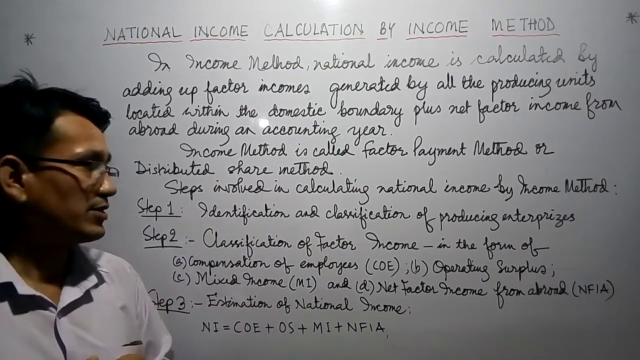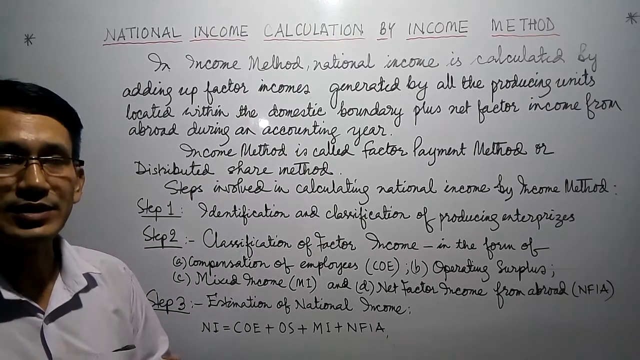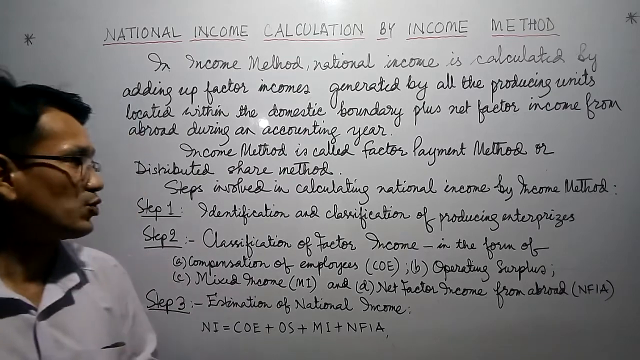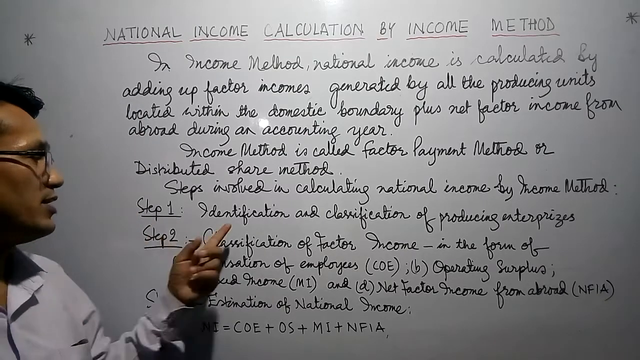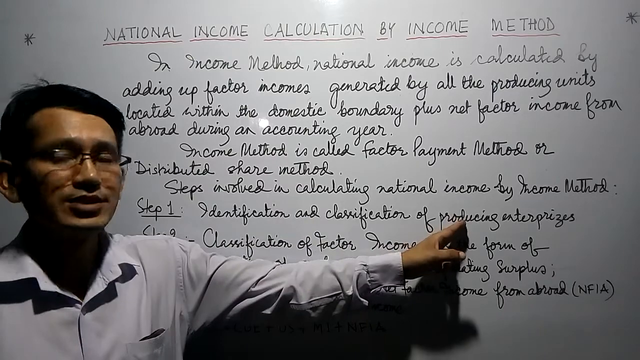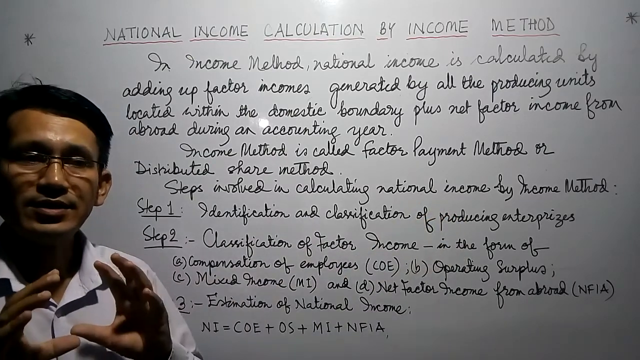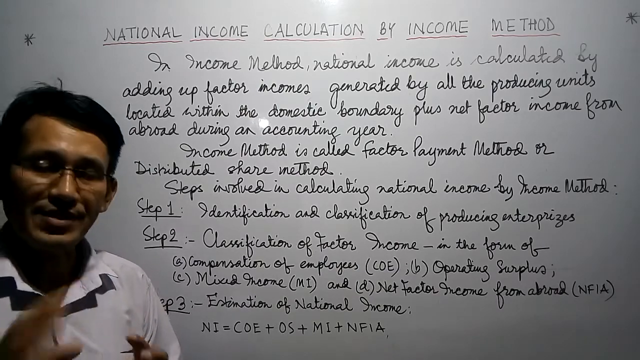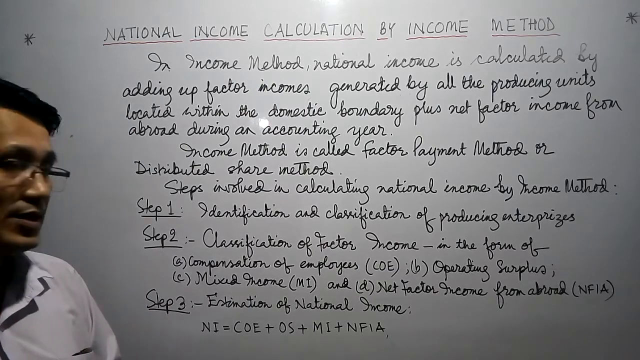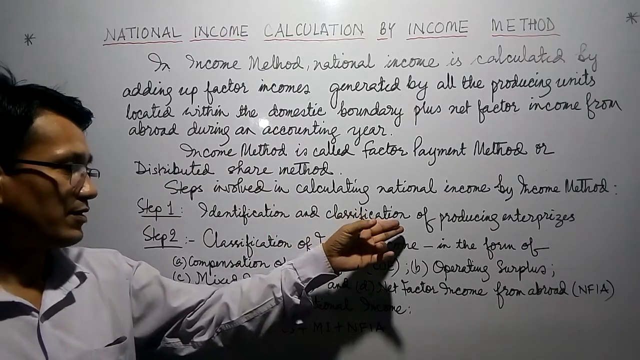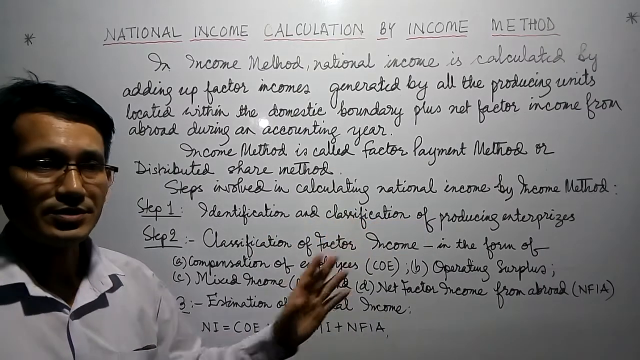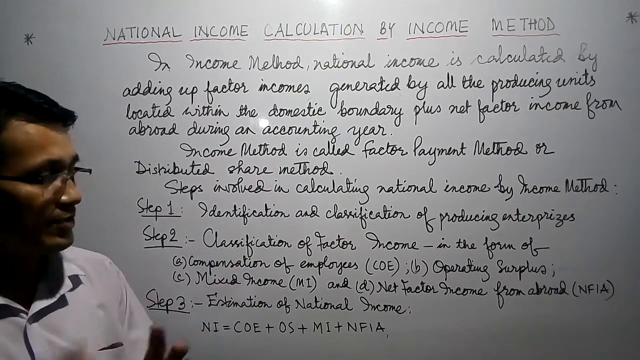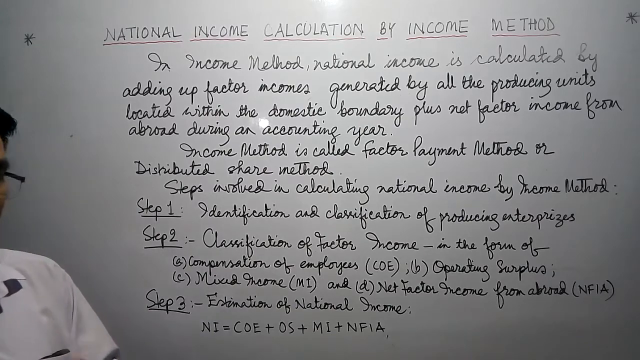In this income method, there are some steps involved in calculating national income. We have three steps. Number one, identification and classification of producing enterprises. What are the enterprises which are paying factor incomes to the factors involved in the process of production? These enterprises belong to three sectors: primary sector, secondary sector, and tertiary sector, which we will discuss in detail.